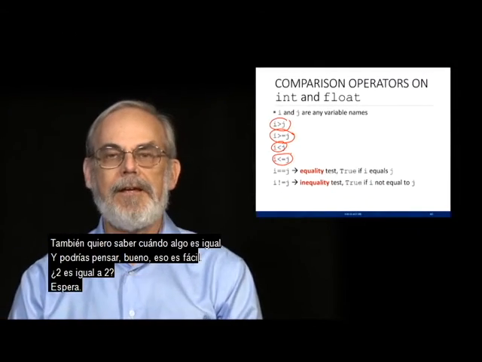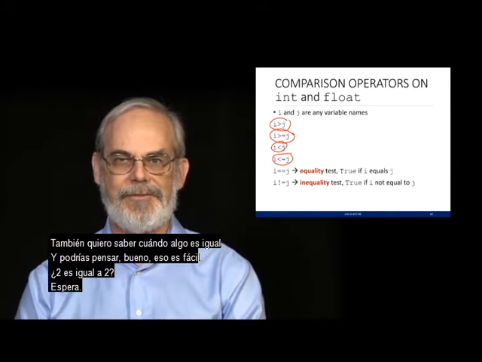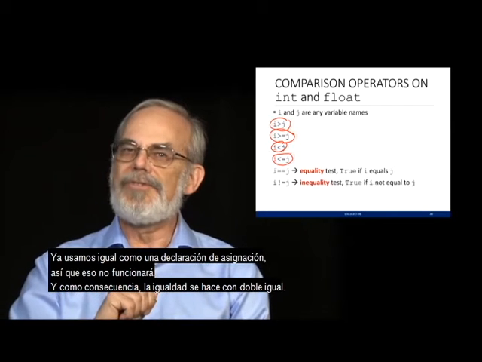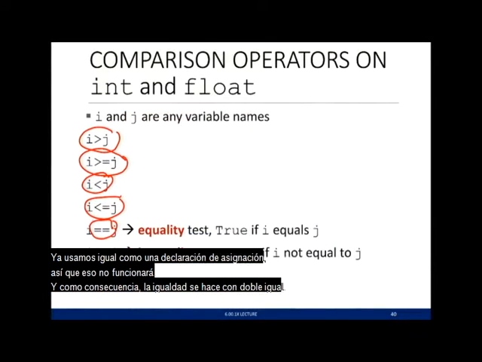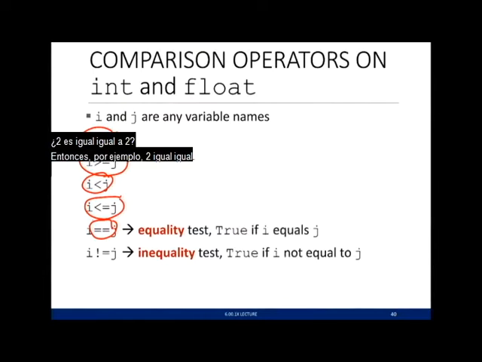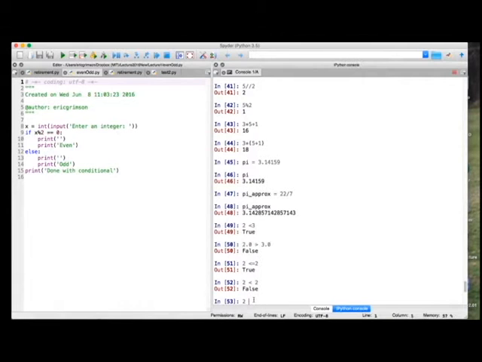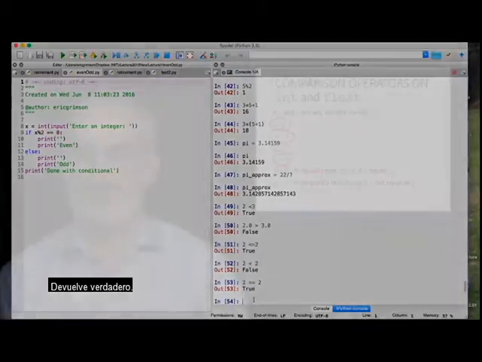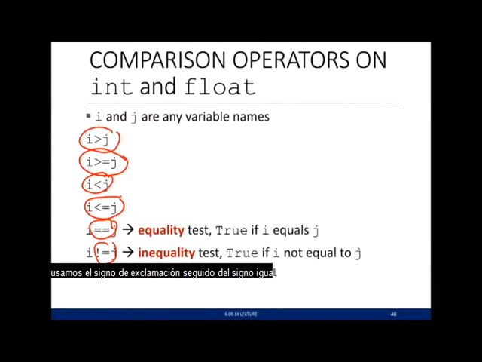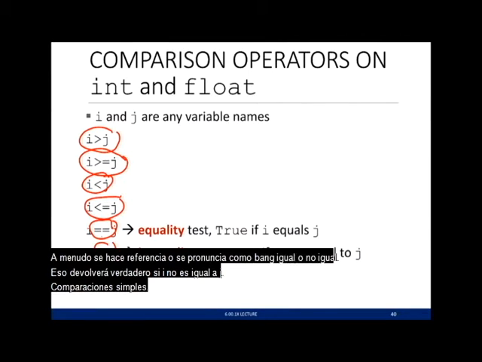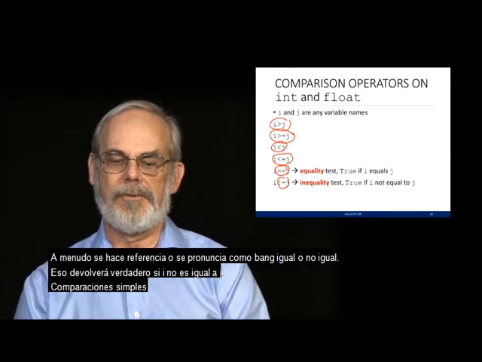Simple comparisons. I also want to be able to tell when something's equal. And you might think, oh, that's easy. Is 2 equal to 2? Wait. We already used equal as an assignment statement. So that won't work. And as a consequence, equality is done with double equal. Is 2 equal to 2? So for example, 2 equal to, oops, try that again, returns true. And then finally, if we want to know is something not equal, we use the exclamation point followed by the equal sign, often referred to or pronounced as bang equal or not equal. That will return true if i is not equal to j.